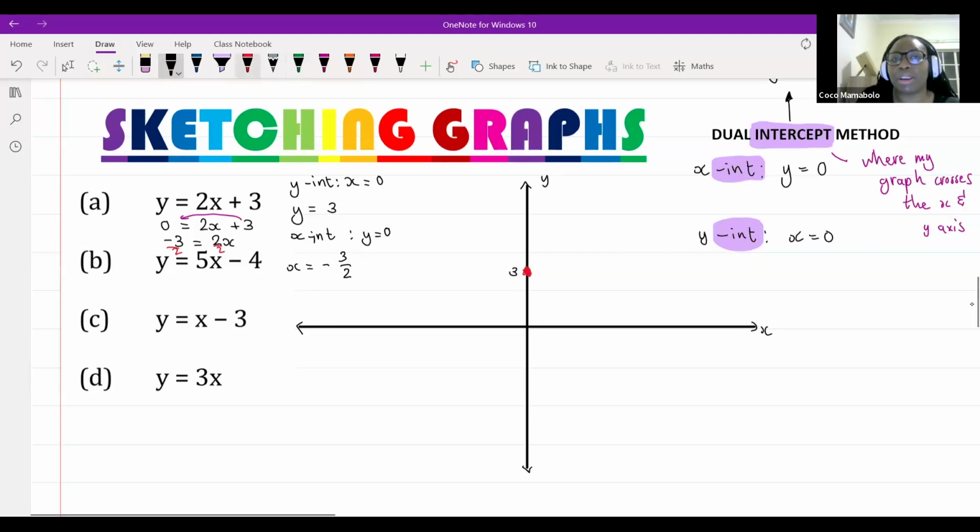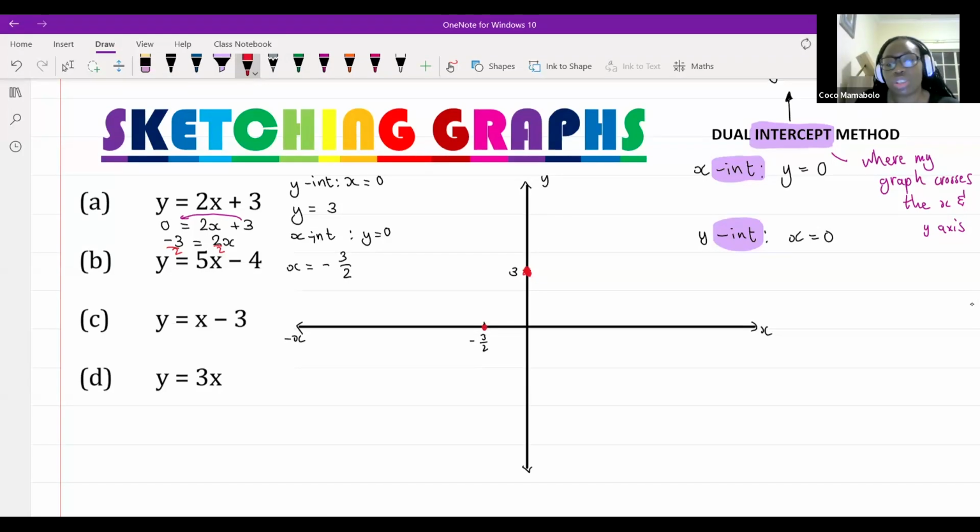Right. That means my graph crosses the x-axis at -3 over 2. -3 over 2 is the same as -1.5. So I'm going to go to -1.5 on my x-axis, on this side, and I'm going to draw a dot.